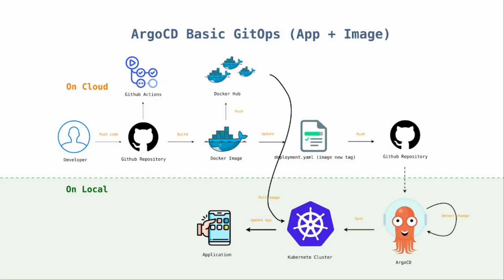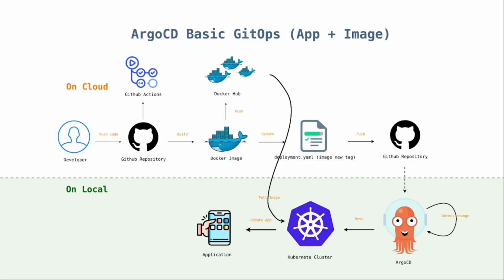After the image is successfully pushed, the pipeline updates the deployment YAML file with the new image tag. This change is committed and pushed back to the Git repository, ensuring that the repository always reflects the latest desired state of the application. At this point, ArgoCD detects the change in the repository.